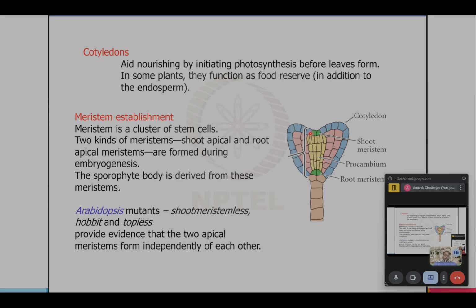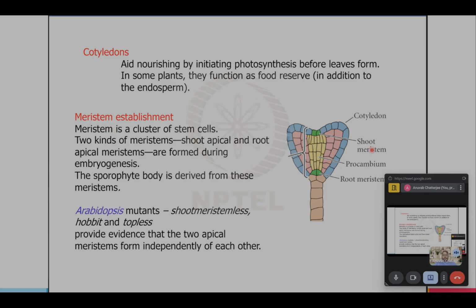The entire thing looks like a heart, and these are the edges of the heart. This will give rise to the cotyledons. These aid in initiating photosynthesis, essentially the seed's original leaves that help in initial photosynthesis. So cotyledons aid nourishing by initiating photosynthesis before the adult leaves form from the shoot meristem. In some plants, they function as a food reserve in addition to the endosperm.